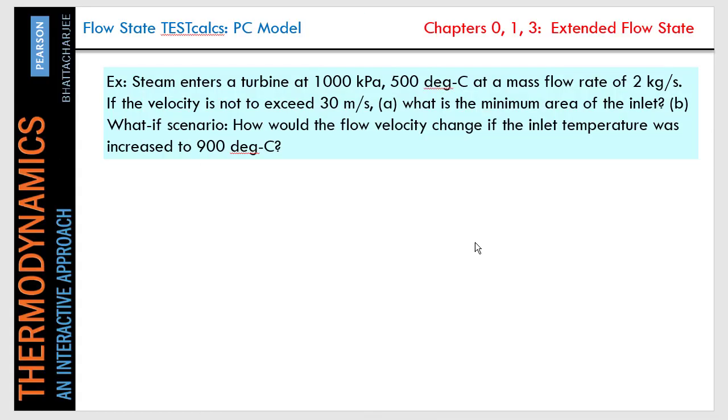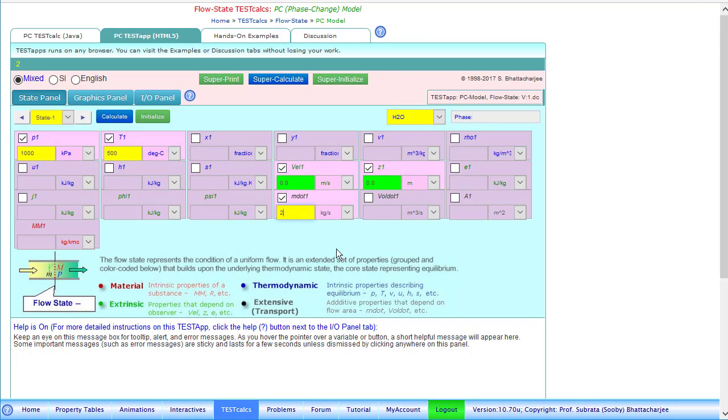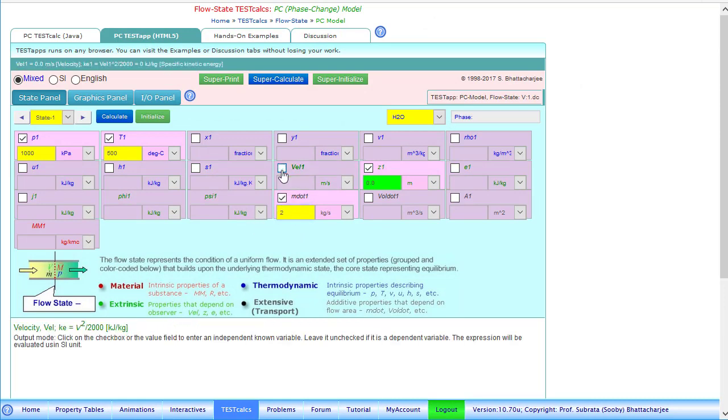So the problem is asking what the minimum area of the inlet can be. And as we know, the smaller the area is, the higher the velocity is. So to find the minimum area of the inlet, we'll want to use the maximum velocity, which it tells us is 30 meters per second. So back in TESTcalcs, you'll need to uncheck and recheck to change that from 0 to 30 meters per second. And then just hit calculate.